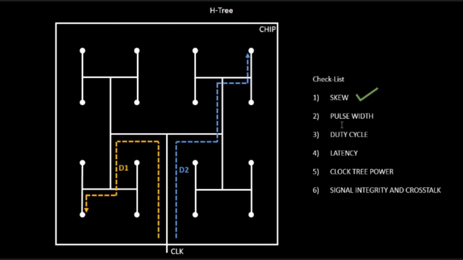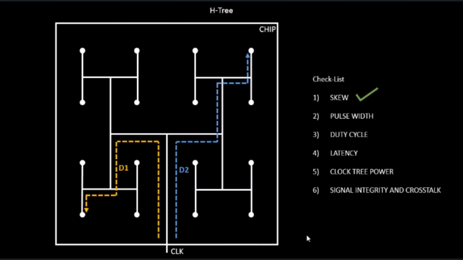But we are good to go only from a skew point of view. We have to check the other quality check parameters to say that we are good to go from the clock tree point of view. So we'll be looking into the pulse width check, duty cycle check, and all other checks, and see whether we are meeting all the other quality checks. If there is a green tick for all of them, we can say yes, we are good to go with this clock tree. For the points which we are not meeting, we will put a red cross over here, which will say that we are not meeting, so we have to do something about that. So for now, from a skew point of view, we are exactly meeting.